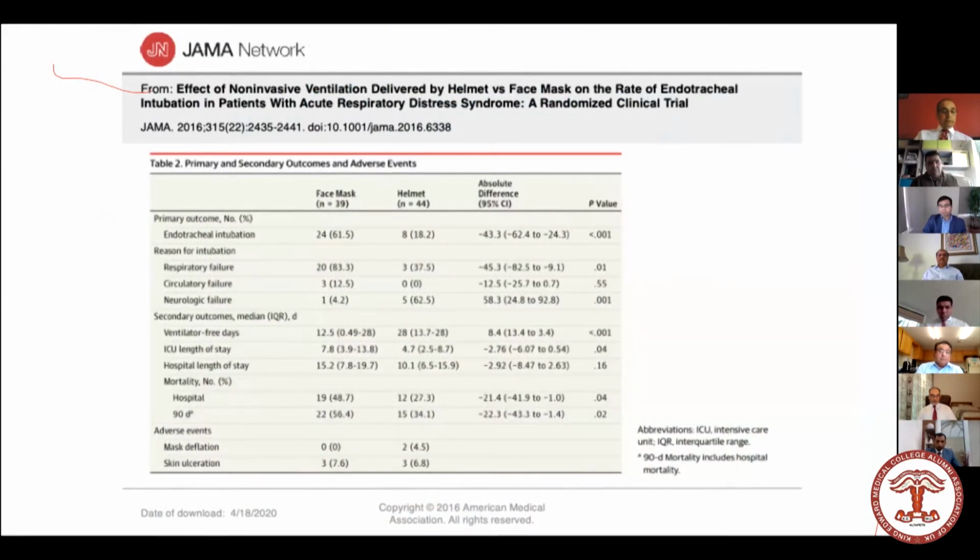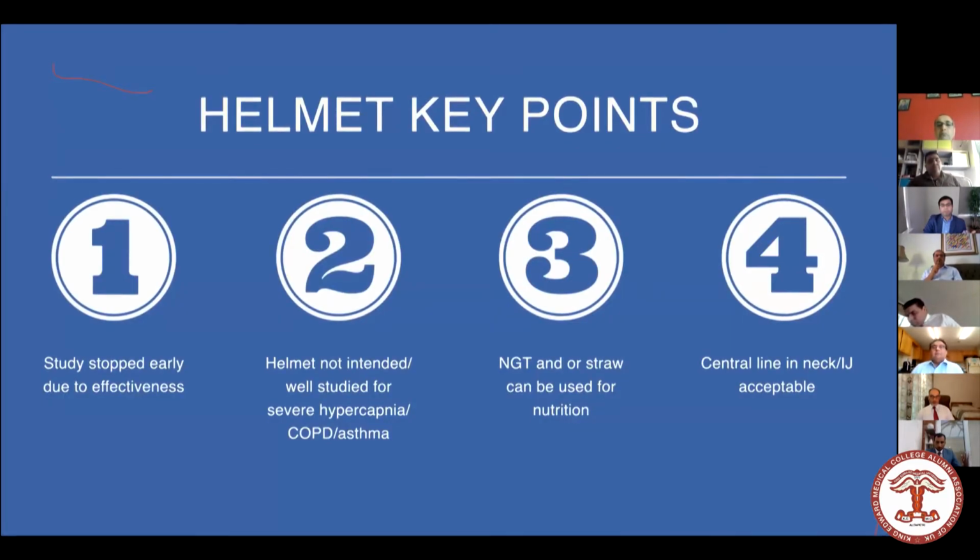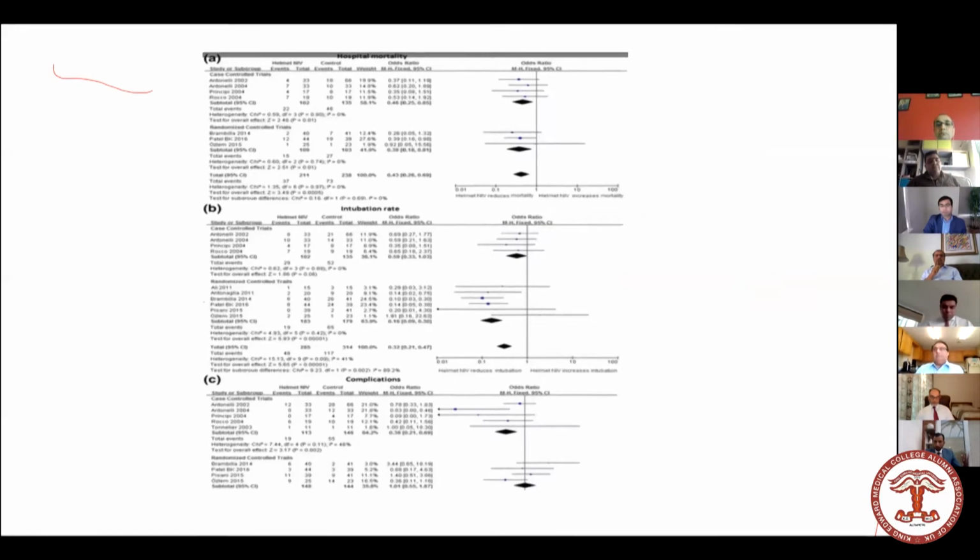We don't have as big studies as the RECOVERY trial, although I think after COVID there will be some coming from our center as well. But there are studies from 2016 where the primary outcome was endotracheal intubation. The N was very small, but there was a significant difference between helmet and face mask. This was the improvement in the survival. And then this was a meta-analysis, also published in 2016, based on hospital mortality, intubation rate, and complications, and everything favored helmet ventilation.